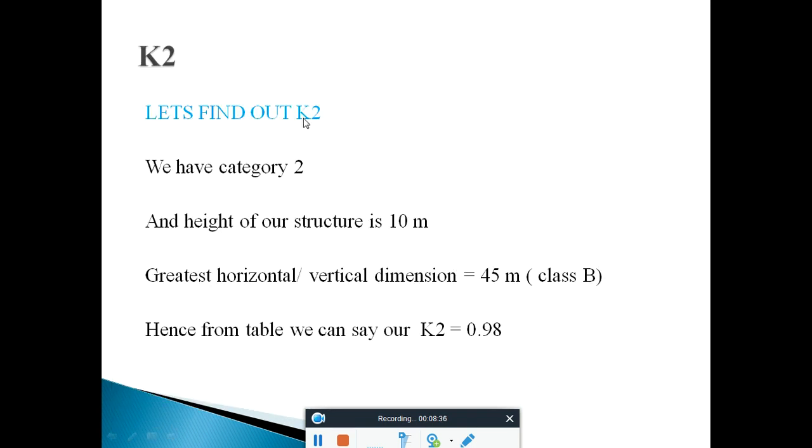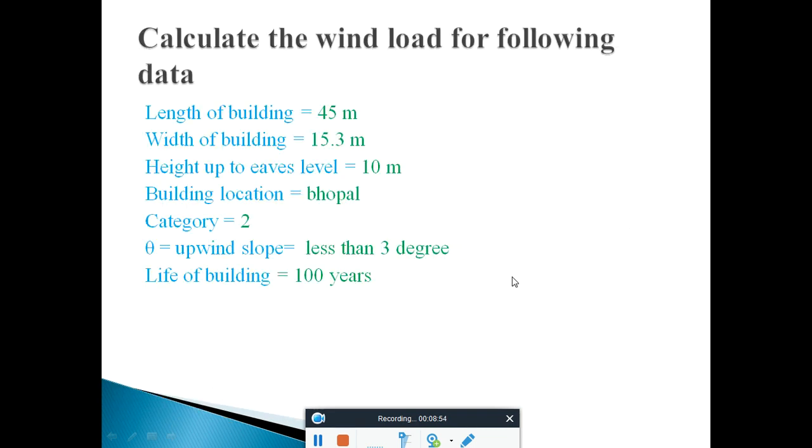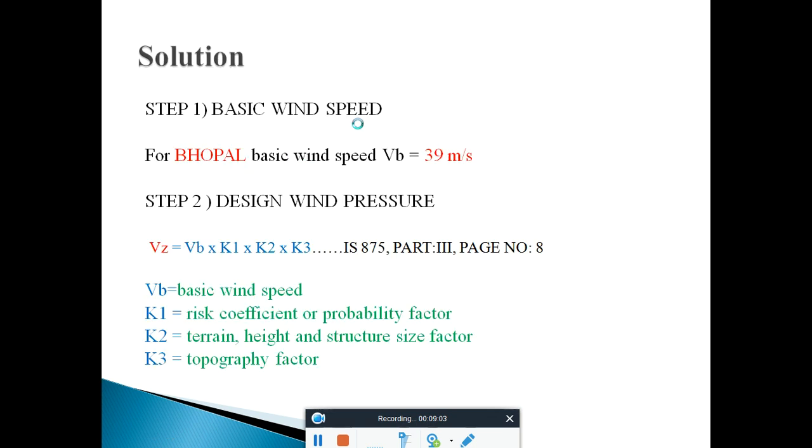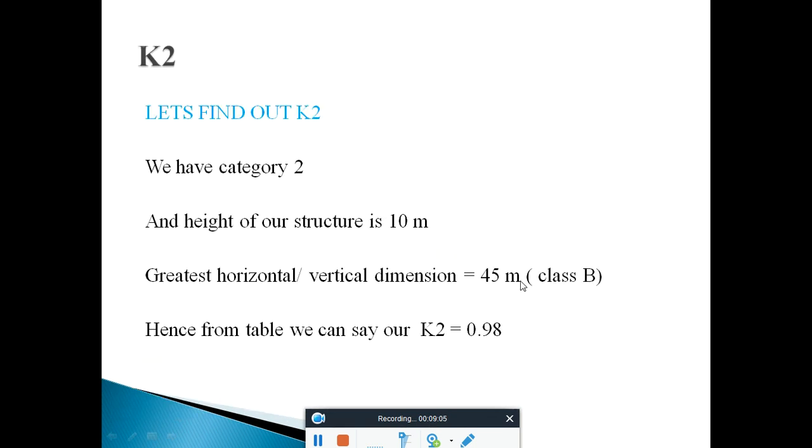Now let's find out K2. We have category 2 given in the problem. The problem has assumed category 2. Okay. Now height of the structure is 10 meter and greatest horizontal or vertical dimension is 45 meter. Here you can see length 45, width 15.3, height 10. The maximum is length of building, that is 45 meter. Hence 45 meter means class B.